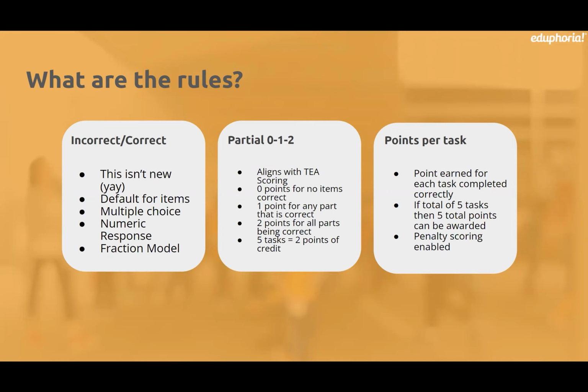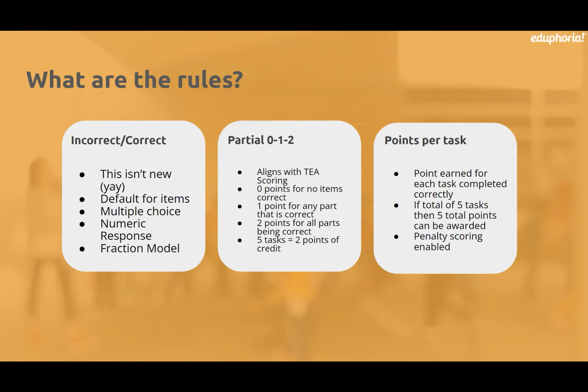As we go into our two new ones, we have one that's referred to as partial 0, 1, 2, and another one that is called points per task. So partial 0, 1, 2 aligns with TEA scoring. If you've started digging into those blueprints and the tests that are available and the test keys, you quickly saw that there was a partial scoring option that they have showcased, and this aligns. The option here is that a student can get 0 points of credit, they can get 1 point, or they can get 2 points, okay?